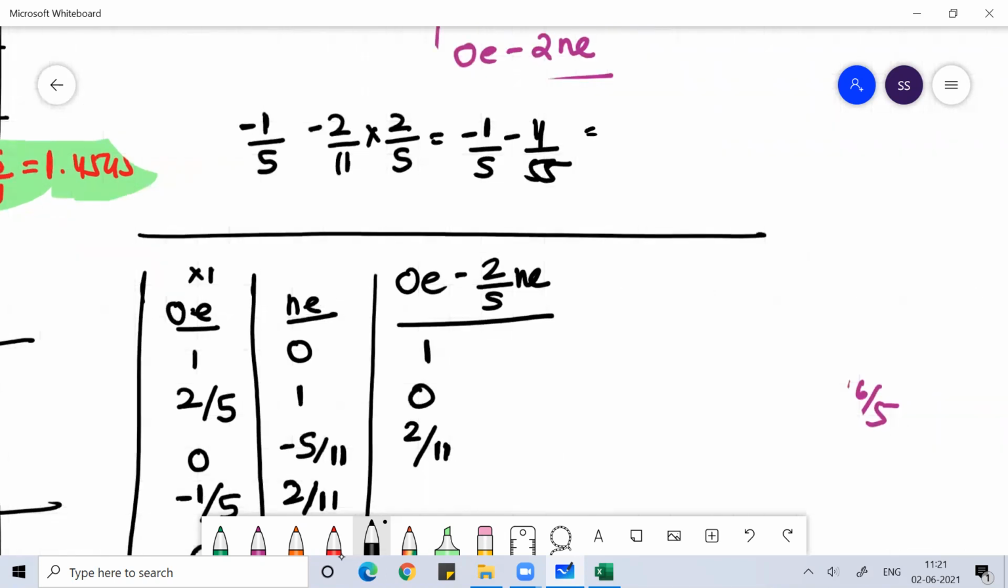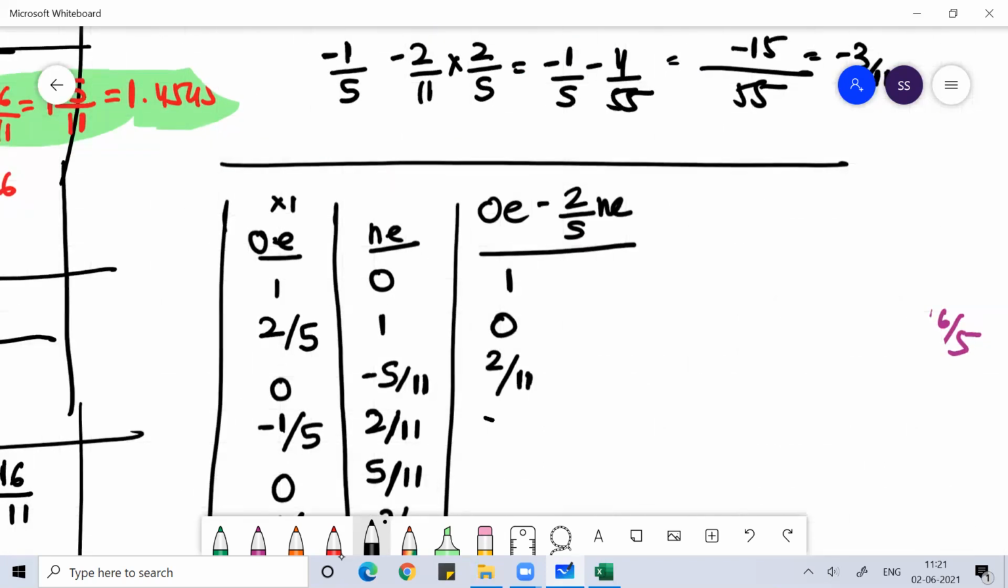Then if we solve, take LCM 55: minus 15 by 55, minus 3 by 11. This is minus 3 by 11. Then the next one is minus 2 by 5 into 5 by 11. So 0 minus 5 by 11 into 2 by 5. The 5 gets cancelled, so then I think it would be minus 2 by 11. Then this would be minus 2 by 11.